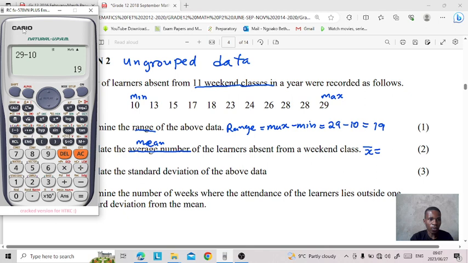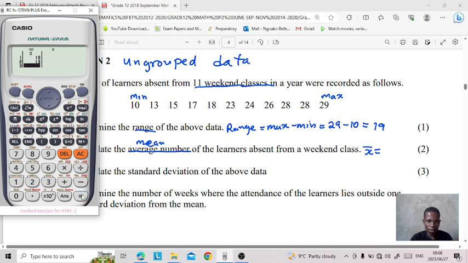We must set our calculator to the stat mode. So start by pressing mode. Number 3 is stat, we press stat. Then we're working with one variable since it's ungrouped data, so we choose number 1, which is one variable. Now we enter the data from the minimum to the maximum. The first data is 10, the second data is 13.